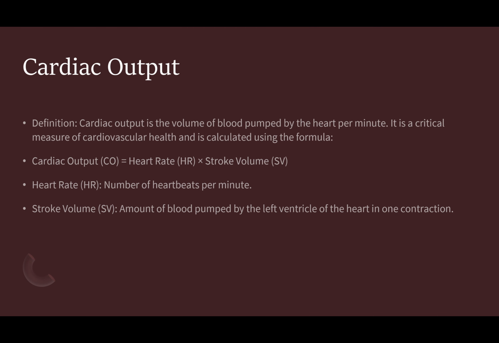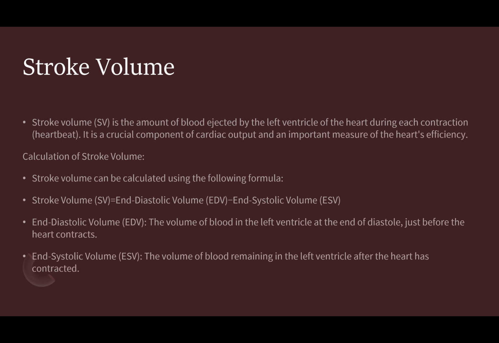Cardiac output is the volume of blood that is pumped out by the heart per minute. It is a critical measure of cardiovascular health and is calculated using this formula. Cardiac output is the heart rate times stroke volume. So the number of heartbeats per minute is the heart rate, and stroke volume is the amount of blood pumped by the left ventricle.